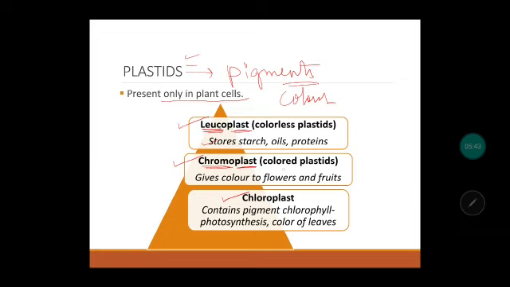So chromoplasts are colored plastids. They contain pigments. Pigments are structures which give color to the plant. So they give color to flowers and fruits. We see different colored flowers, yes.